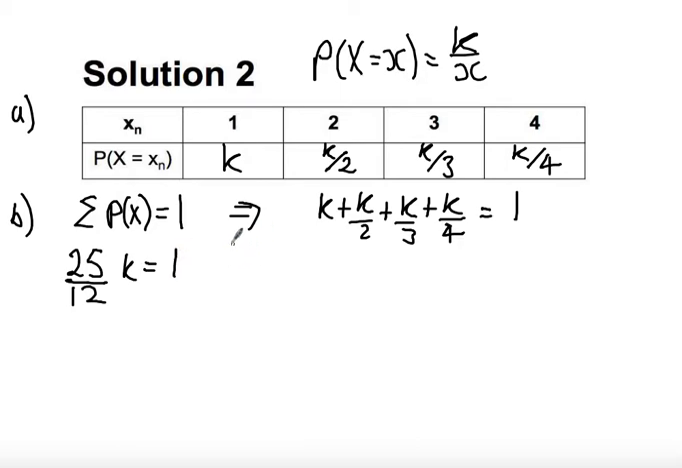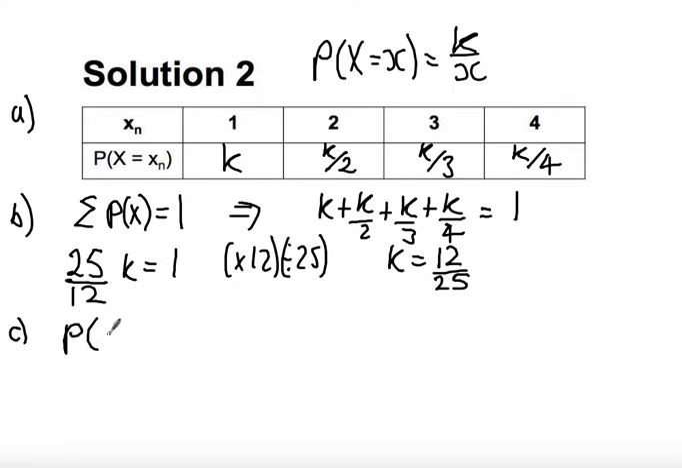Now if I times by 12 and divide by 25, what I get is that k is equal to 12 over 25. And that's part B done. It just relies on total probability, so summing up these probabilities and getting a result of 1, and then solving that equation to find k.